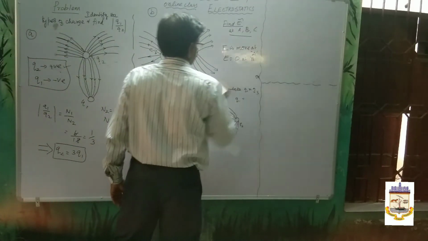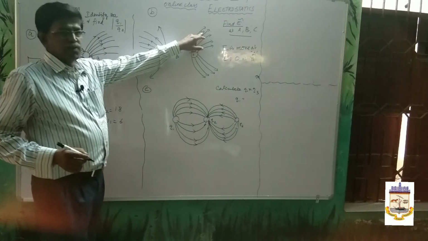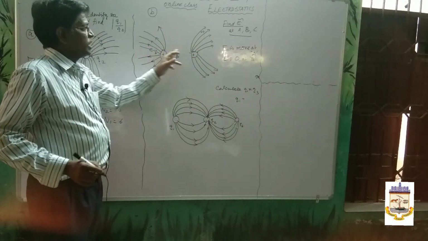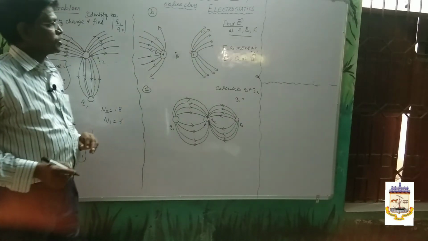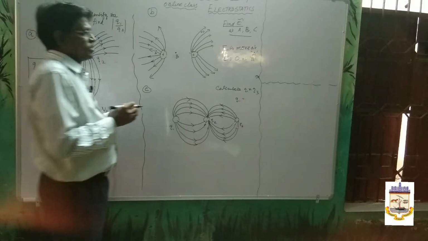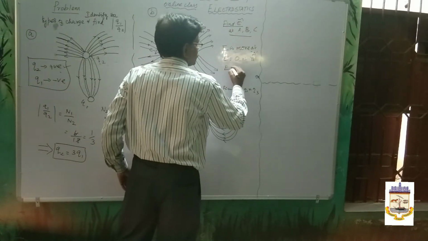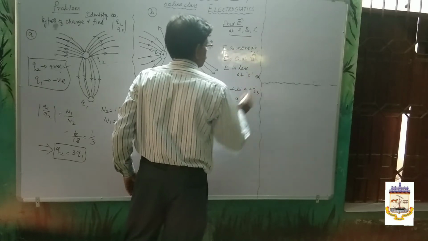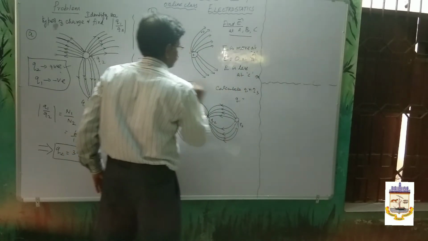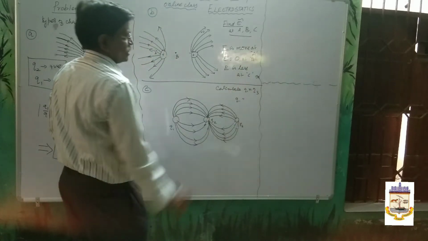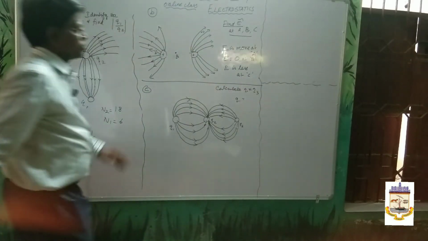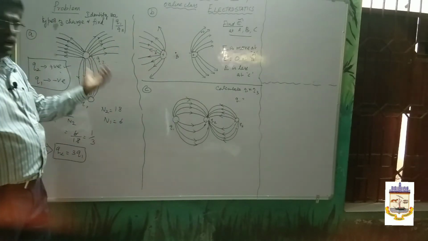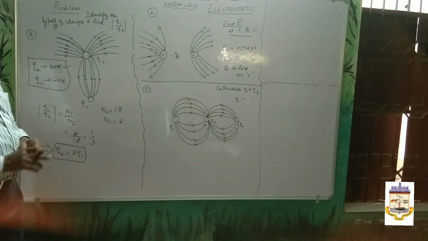Then, take this point C. At point C, it is further away compared to A, away from the positive charge, so only a smaller number of lines are passing. So, the electric field is less at C. Okay? It is less at C. So, these are the 3 cases. This is a different sum. Now, let us see the third type of sum.